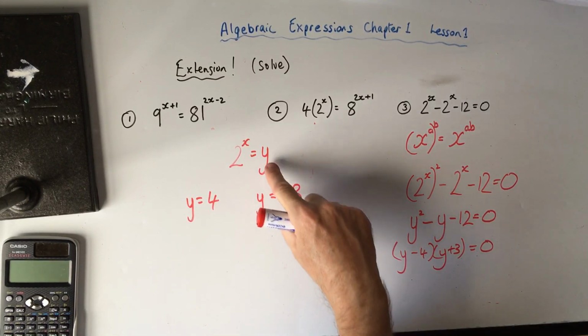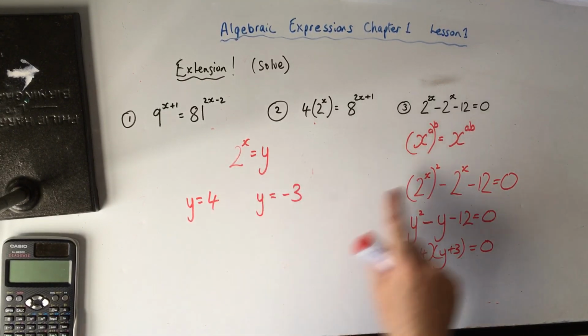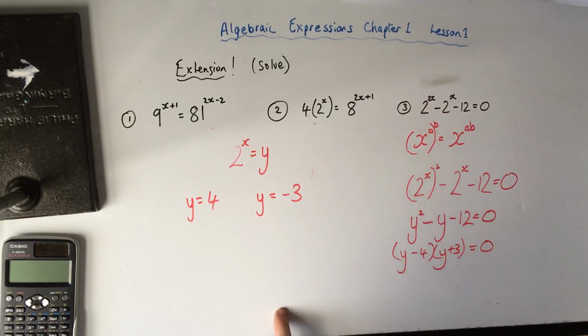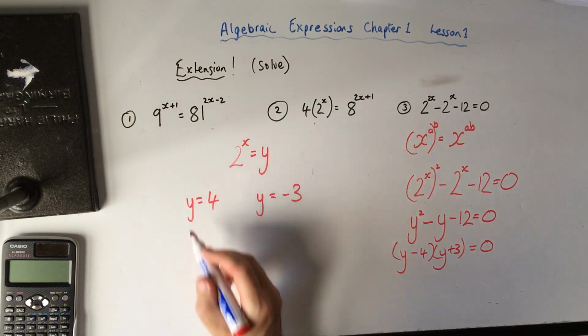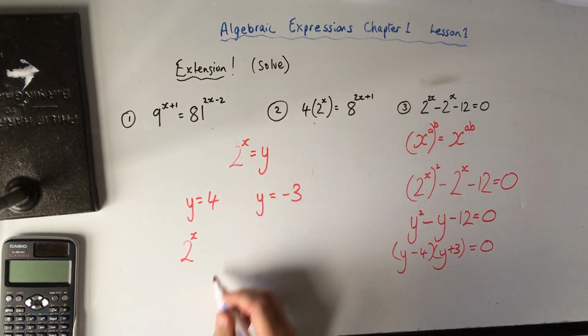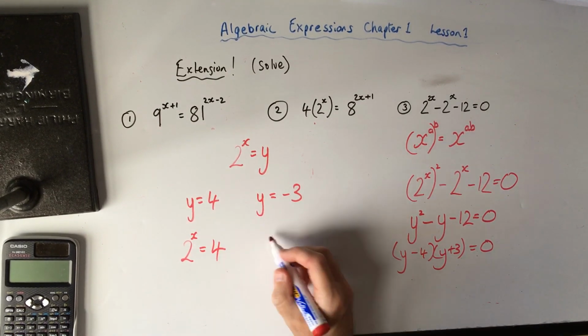But we know that y is 2 to the power of x, and it was x in the original equation, so it's x that we're trying to find. So we've got to remember to stick that back in. So y is 2 to the power of x, that's what it really was. So we're getting rid of our substitution.